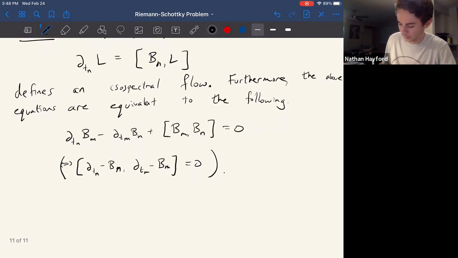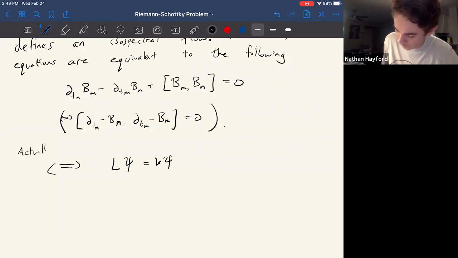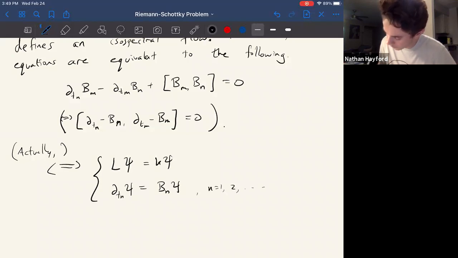And furthermore, it's equivalent to the following. Well, the system actually gets linearized. So that is equivalent to the following system of linear equations. L psi, and I'll explain what psi is in a second, is equal to k psi. And all right, actually, the following is also true. L psi is equal to k psi, and dtn psi is equal to bn psi, where n equals 1, 2, and so on and so forth.